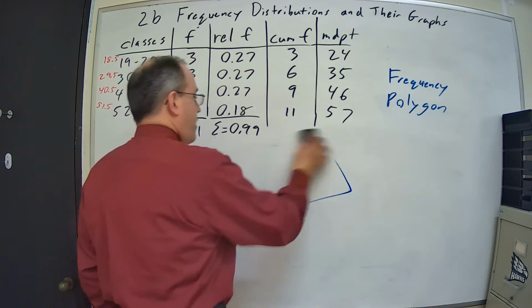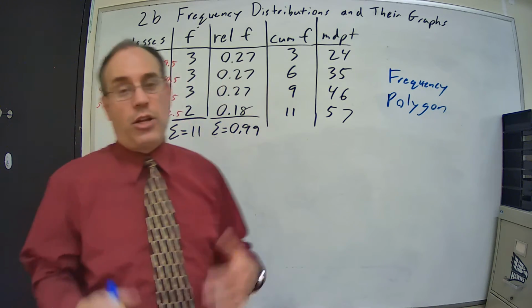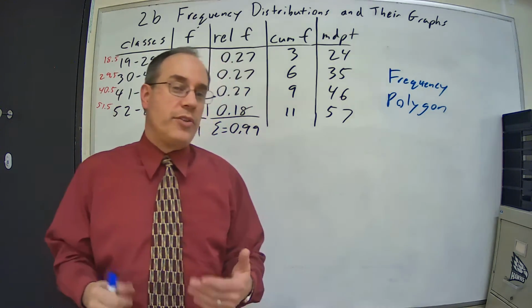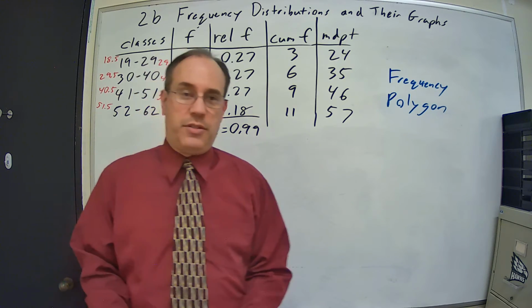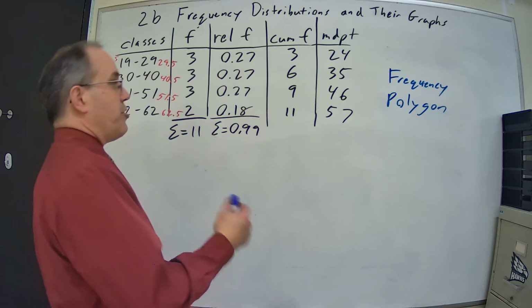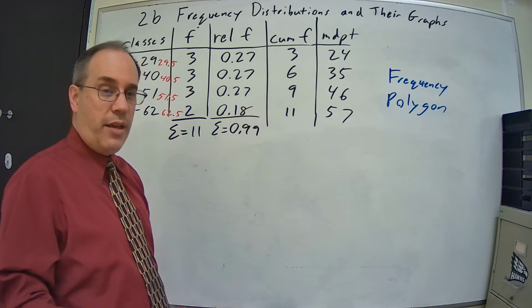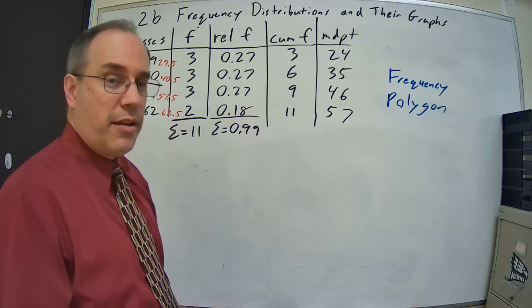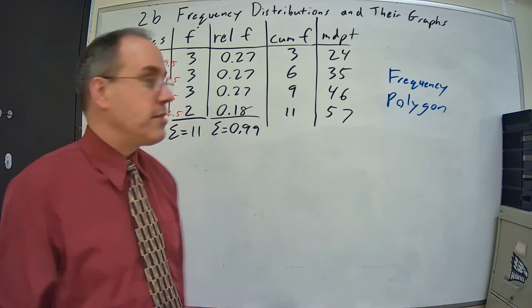So when we graph a frequency polygon, we can expect that we're going to create a closed two-dimensional multi-sided figure consisting of line segments. So you can kind of look at a frequency polygon as being a line graph. We're going to have points and connect them with lines.